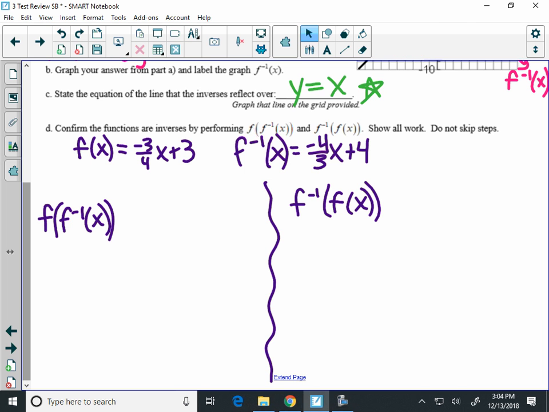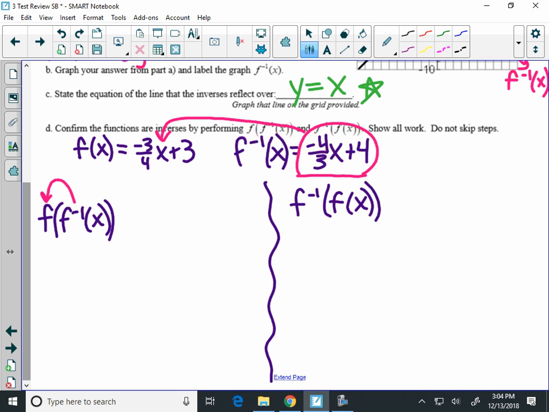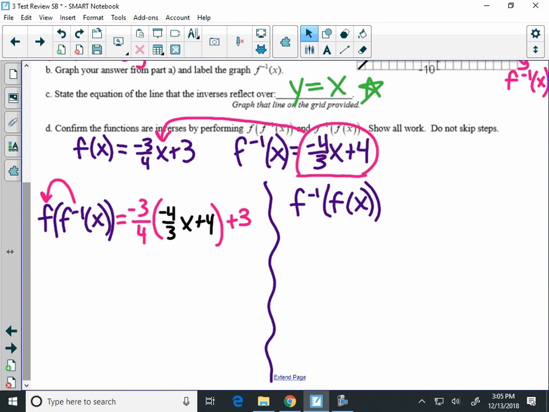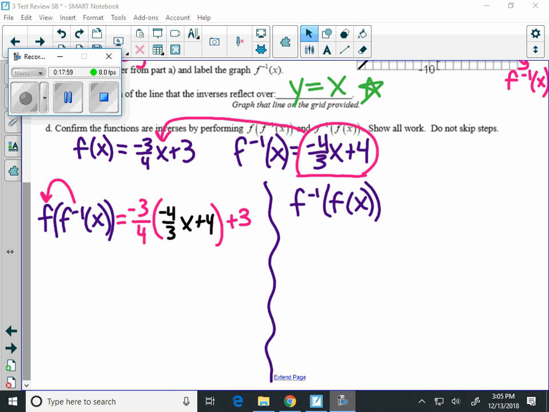So what we're doing here is we start on this left one, f of f inverse of x. And take f inverse and put it into x. So we're taking this function and putting it in for x. So we start with our regular function, f of x. Put some parentheses for where your x is going to go. And we're going to put negative 4/3 x plus 4 in parentheses. Okay, now you might need your calculator here, so let's turn it on because we're going to have a lot of fractions.